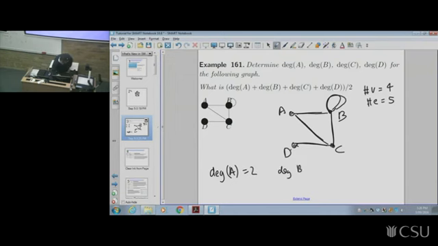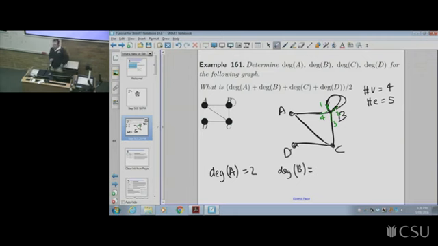The degree of B is 3. It's got 1, 2, the obvious ones, but also 3 and 4. So it's got 4 lines coming out of it. I'll use a different colour for it: 1, 2, 3, 4 different lines coming out of it.